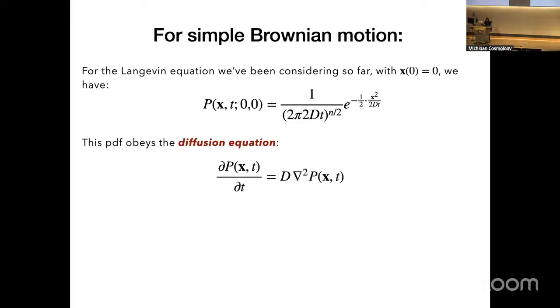This probability distribution function obeys the diffusion equation, which is this equation here. This is why it's called diffusion. The way that the distribution changes over time is given by its Laplacian, because the probability of the particle is neither created nor destroyed. It just moves around in space. This is the simplest example of a Fokker-Planck equation. This diffusion equation is the Fokker-Planck equation that corresponds to simple Brownian motion. And you can tell it's important because it has a fancy name.